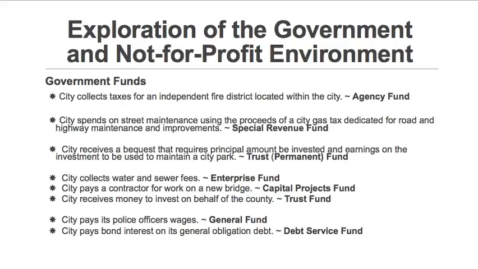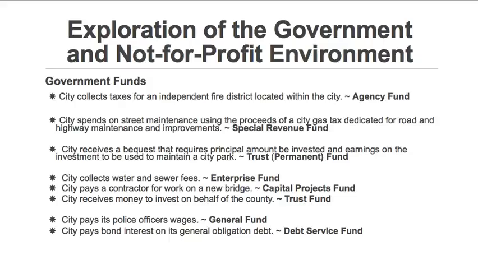Let's see how your city would classify several of its transactions. First, your city collects taxes. This would be accounted for in the agency fund. Your city spends on street maintenance. This would be accounted for in the special revenue fund. Your city receives a bequest, trust fund. Your city collects fees, enterprise fund. Your city builds a new bridge, capital projects fund.